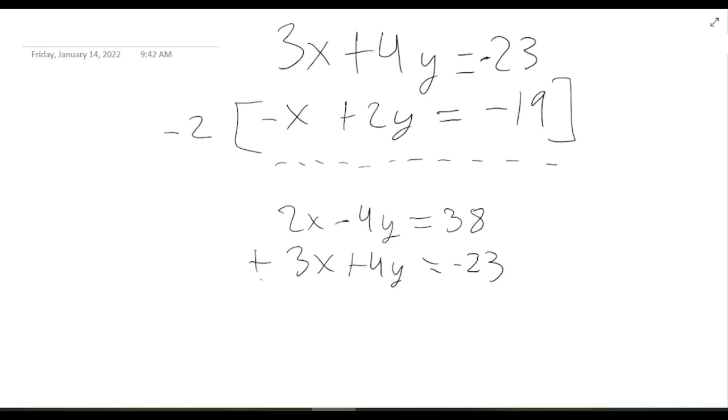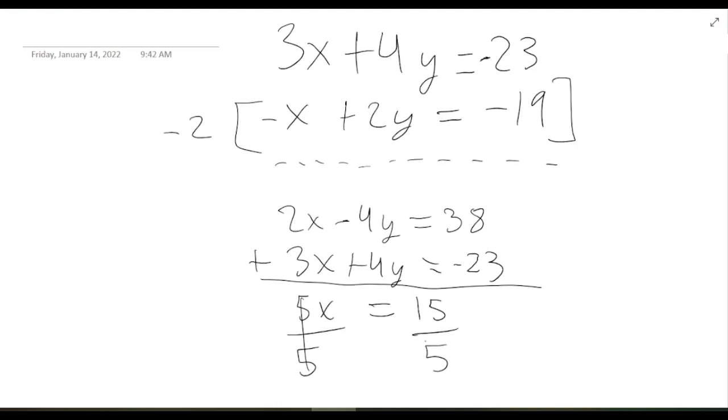So 2x plus 3x gives us 5x. Negative 4y plus 4y cancels each other out, so we don't have to write anything. Bring down the equal sign. So 38 plus negative 23 gives us 15. Okay, now we can divide both sides by 5. So 5 divided by 5 gives us 1, so we can cancel that out. And 15 divided by 5 equals 3.